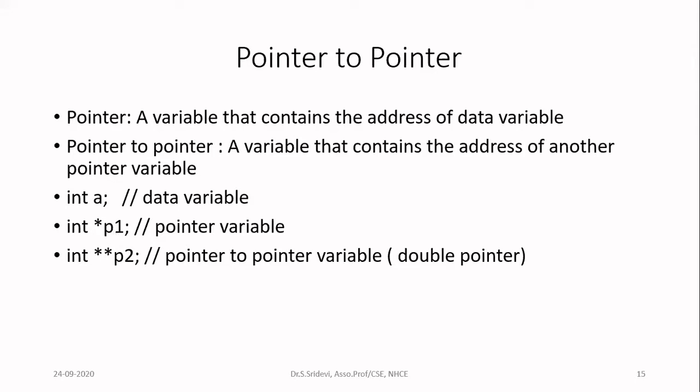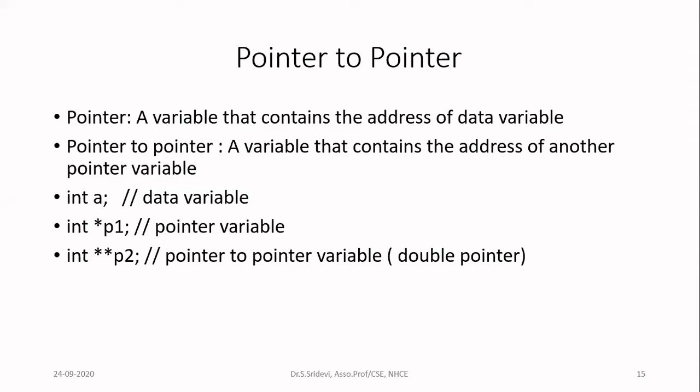variable. Suppose I write int **p2. The meaning of double star is: one star indicates a pointer to a normal data variable. If you write two stars, it indicates a pointer to another pointer variable. So it is also known as a double pointer. Likewise, you can add a triple pointer, four pointers, and so on. You can add any number of stars, but every star is going to store the address of something only.